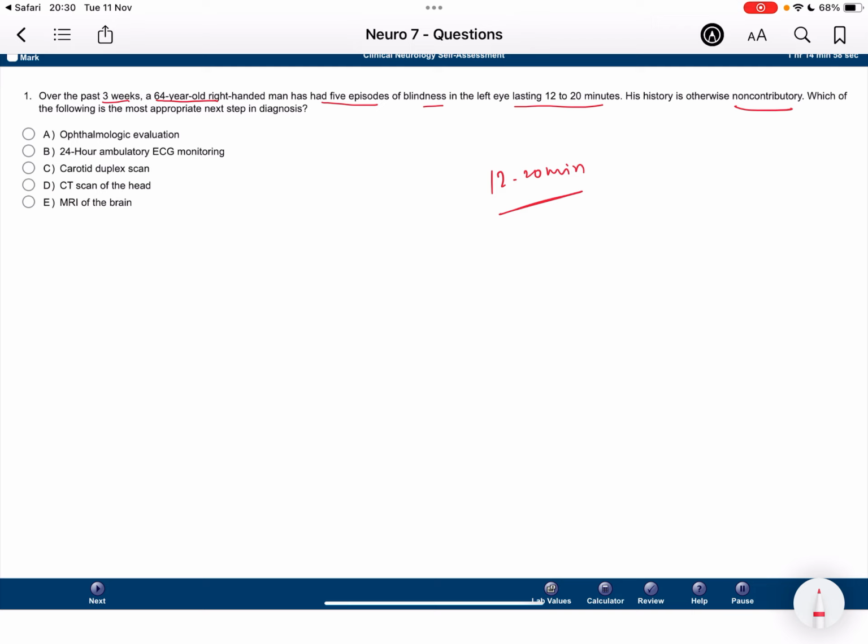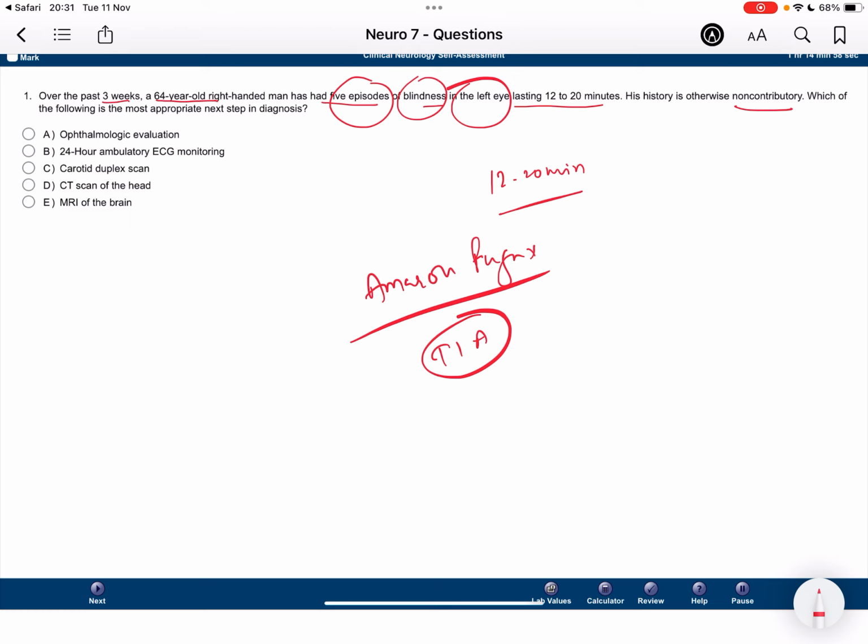When I read the question, I could understand that this patient who has got 5 episodes of blindness in the same eye points me to a diagnosis of amaurosis fugax. Whenever I say amaurosis fugax, I have to remember that it is nothing but TIA of the eye or TIA of the retina. Whenever there is amaurosis fugax, it is an indication that the patient might be having an impending stroke because of the involvement of the carotid artery. This is what you'll have to remember.